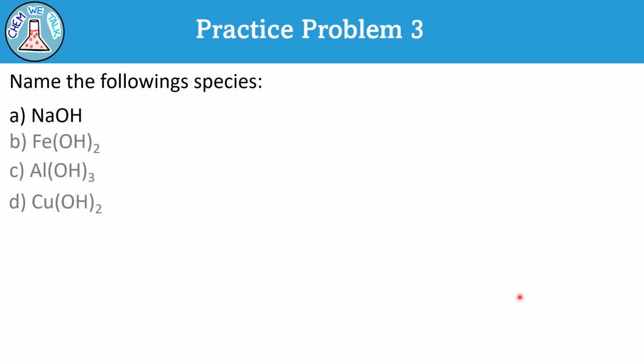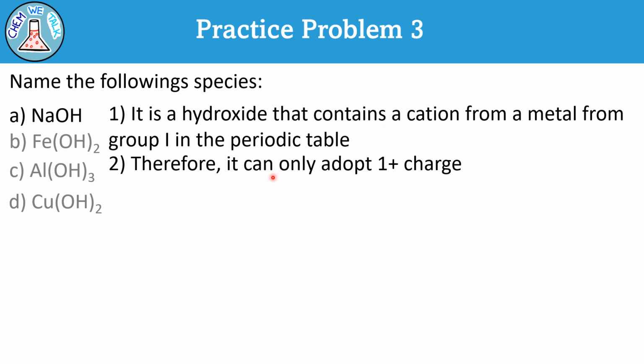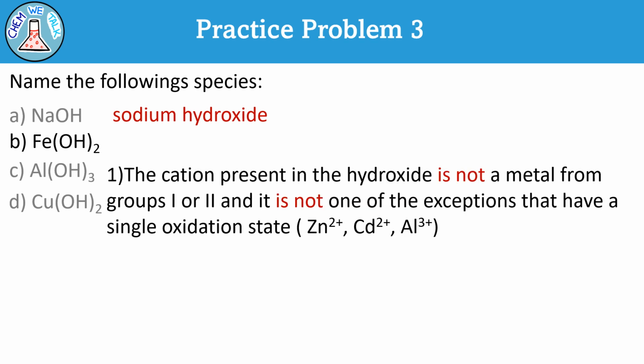All right, so let's go here to another practice problem. So we start with NaOH. So first thing we notice is that it is a hydroxide that contains a cation from a metal from group 1 in the periodic table. Therefore, the metal can only adopt the charge of 1, and we're going to have the name just being sodium hydroxide. So there's no suffix, there's no charge in parentheses, just literally the name of the element plus the word hydroxide. This one's a little different.